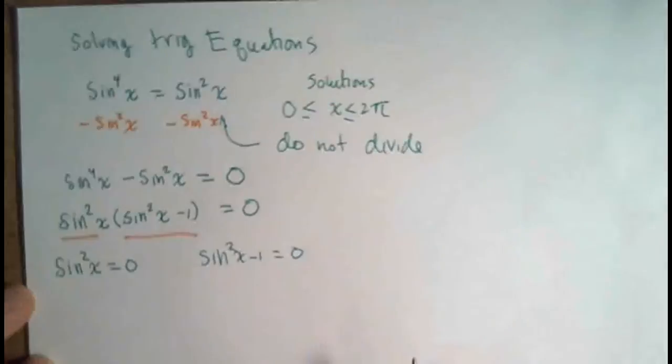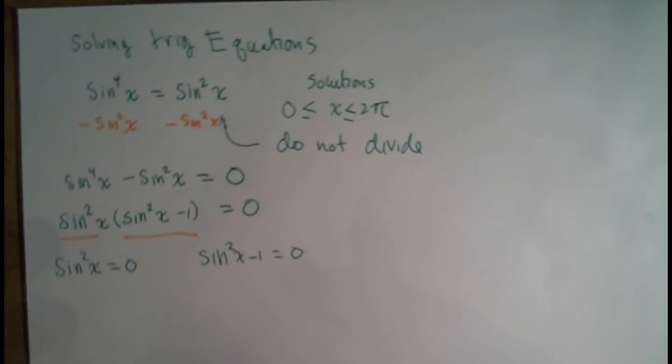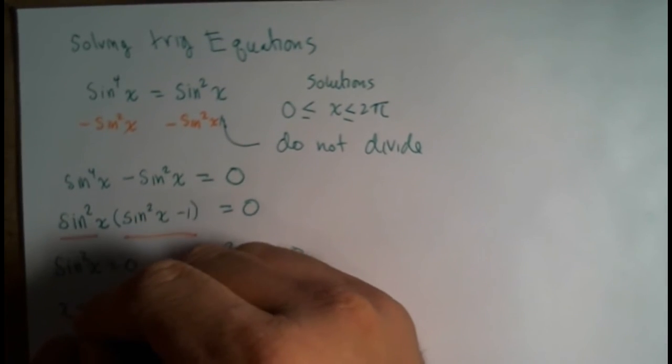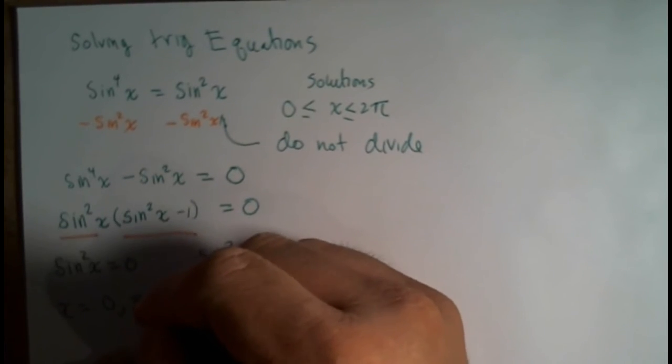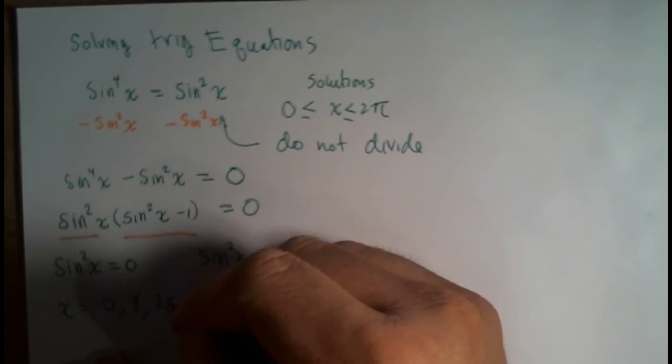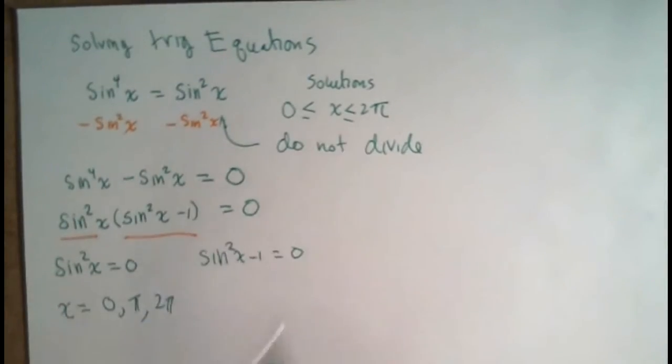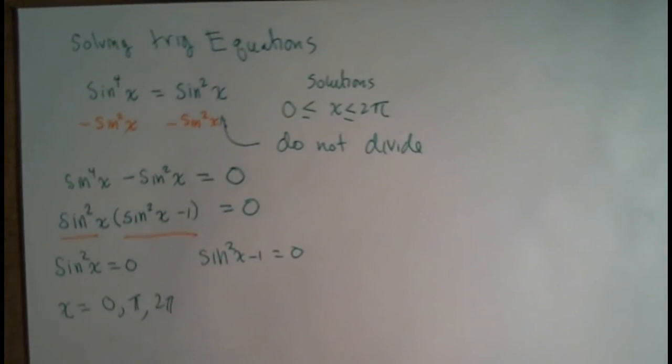And solve each one of those. We have a product that's equal to 0. That means one of them has to be equal to 0. So here, sine of x equals 0. That happens at 0, at pi, and also at 2 pi, since it is inclusive of 2 pi. At each one of those, every pi radians, we get a solution where the sine is 0.